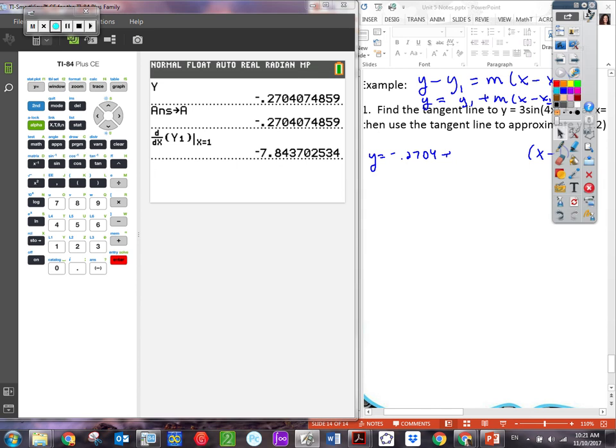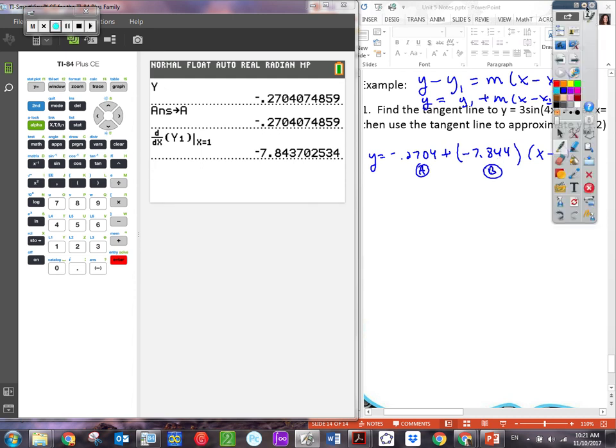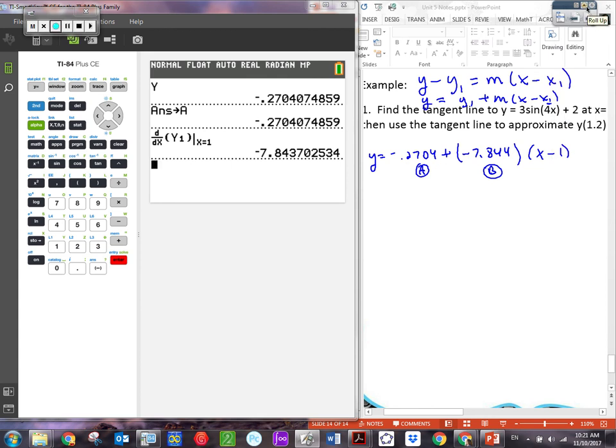So let's go ahead and put that in our formula over here. So our slope is negative 7.844. Okay. We stored this as A, and I'm going to store this as B, basically for our benefit. So I go over here, I hit the store button, and I'm going to store that as alpha B. Okay, so there is my number, because I don't want to retype it over and over again. Alright, so now we have our tangent line. That's fantastic. That's our first goal, to get our tangent line.